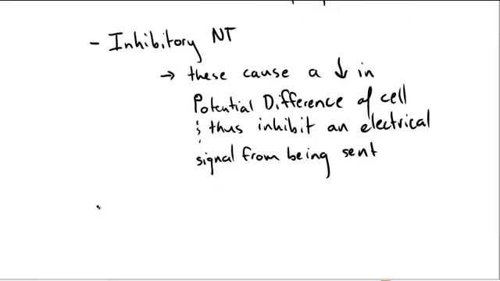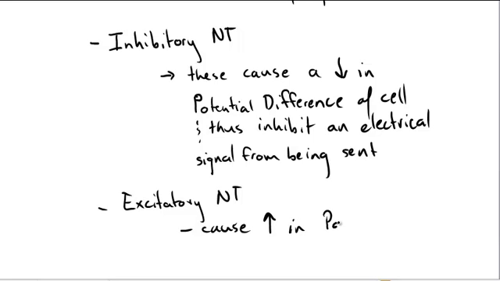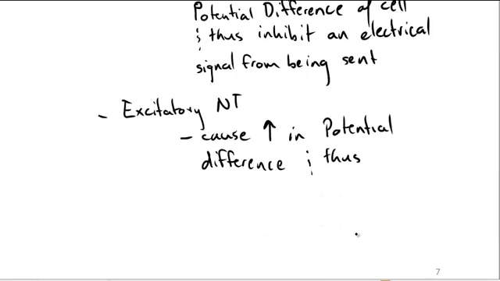Whereas we have excitatory neurotransmitters, which cause an increase in potential difference in the cell, and thus encourage an electrical signal being sent.